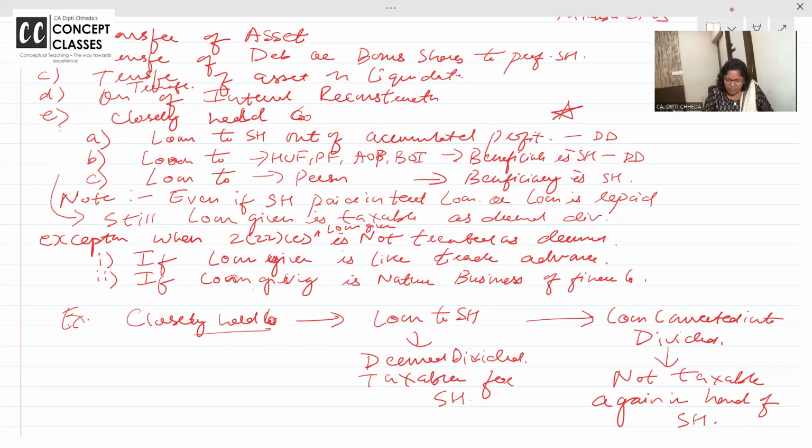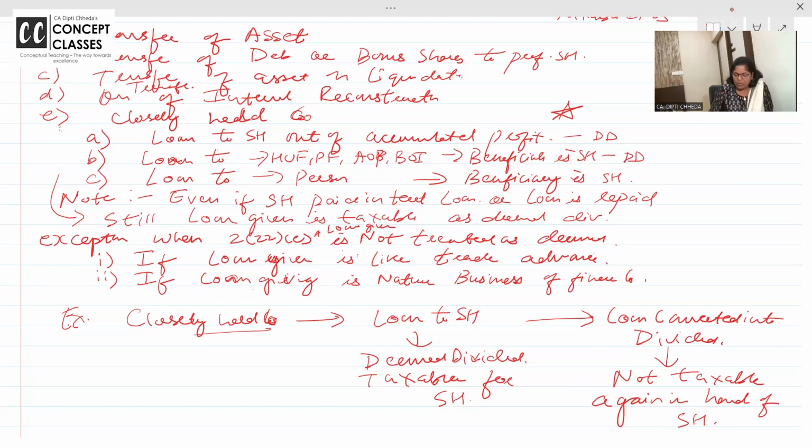Now, the exception when this loan is not treated as deemed dividend: if the loan is given like a trade advance. Suppose I am a closely held company, I'm doing business with the shareholder, and as a deposit, sometimes if I want to buy goods from you, I need to give you deposits. So I have not given you a loan out of accumulated profits, I've just given you a trade deposit. So is this a loan? The answer is no. That's the first point.